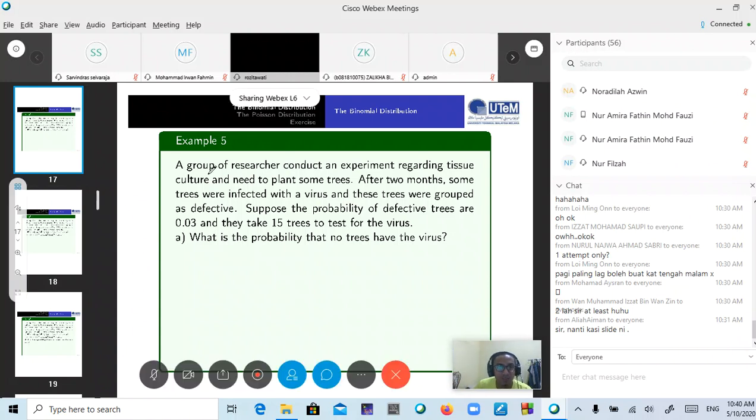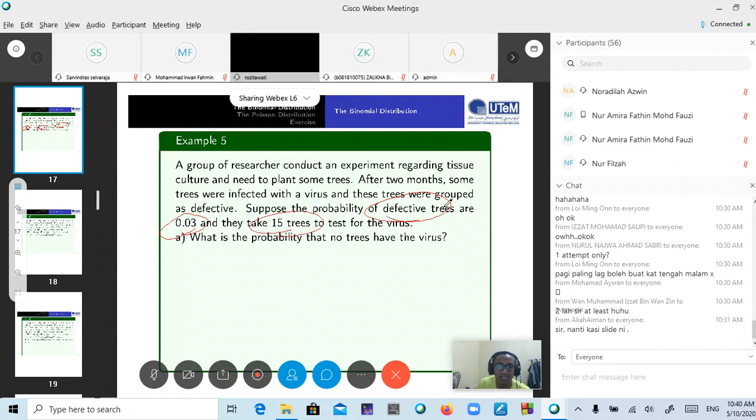Okay, Example 5. So this one, in terms of a paragraph sentence, usually your question looks like this. A group of researchers conduct an experiment regarding tissue culture and need to plant some trees. After 2 months, some trees were infected with a virus and these trees were grouped as defective. Suppose that the probability of defective trees is 0.03. 0.03 is for the defective. And they take 15 trees. So it means that your n equals 15.